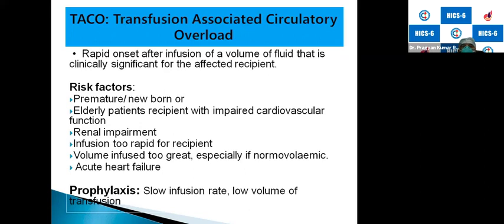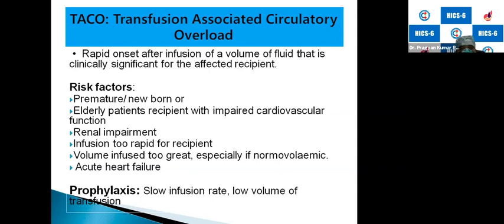Next differential diagnosis: transfusion associated circulatory overload. It's rapid onset after infusion of a volume of fluid that is clinically significant for the affected recipient. Usually it happens in premature newborns if you give blood a little bit rapidly. Elderly patients with impaired cardiovascular function, like somebody with an ejection fraction of 30%, suddenly you give 100 ml blood, rapid push due to sudden unwarranted opening of the IV set, it causes TACO. Somebody with renal impairment like chronic kidney disease, or infusion of blood given too rapidly for the recipient. Volume infusion is too great, like somebody we have planned a total fluid intake of 1 liter, already 900 has been given, after that you plan to give blood, then that's a problem.